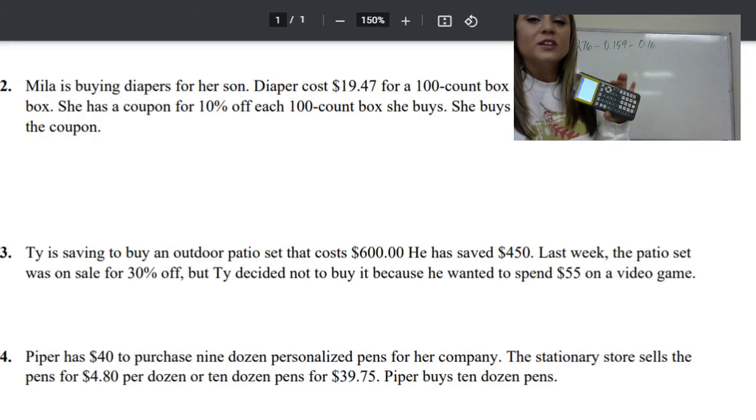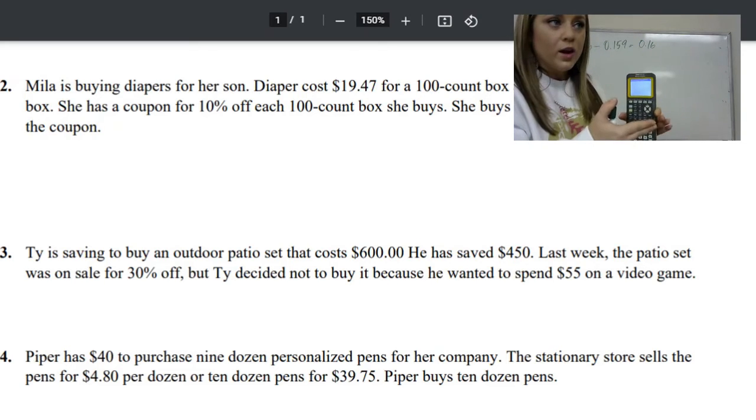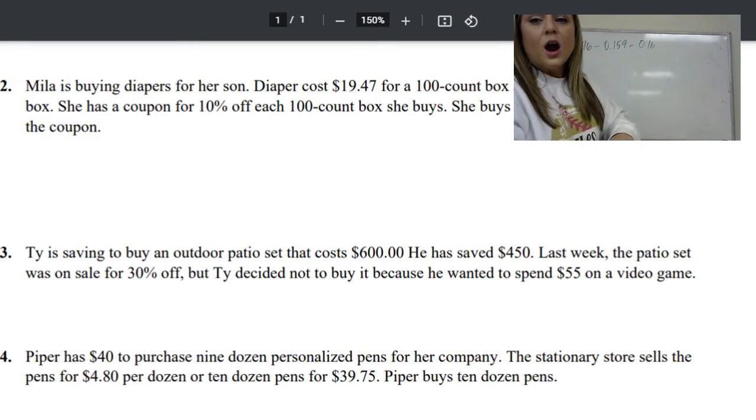All right, so she has a coupon for 10% off each 100 count she buys. She buys 2 100 count boxes. So let's figure out how much it would be for one 100 count, and then let's just double that. All right, so she gets 10% off $19.47.